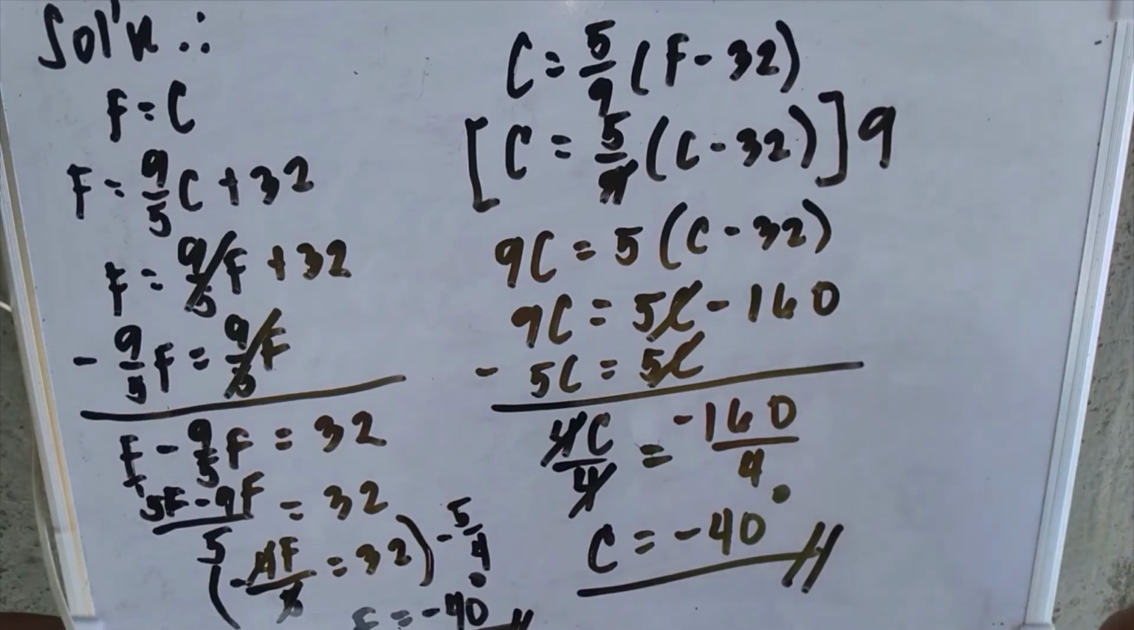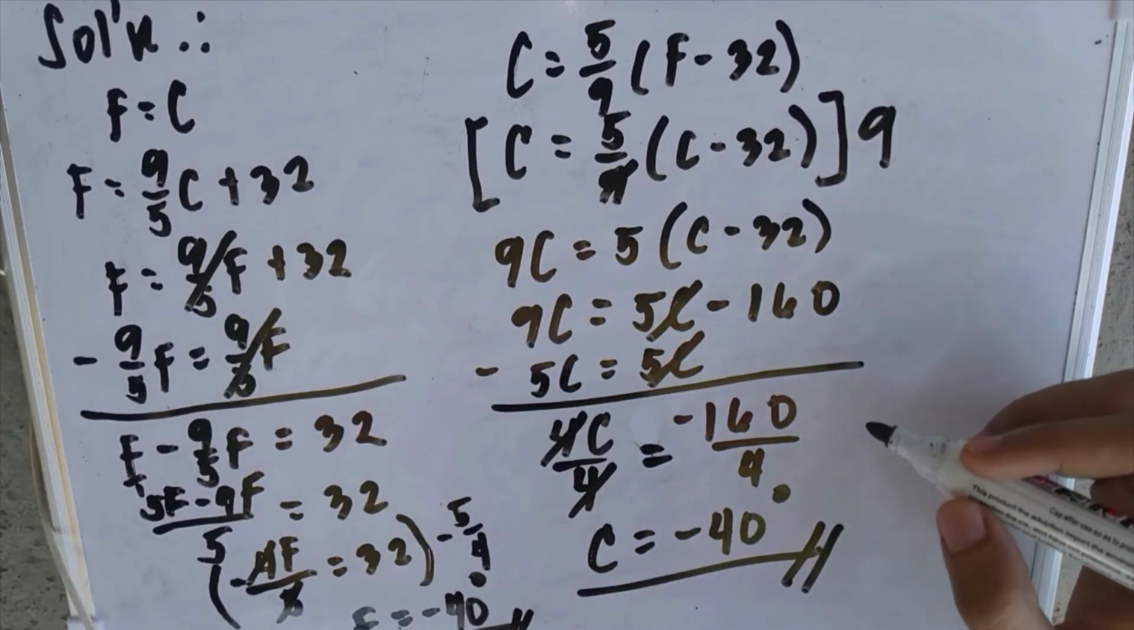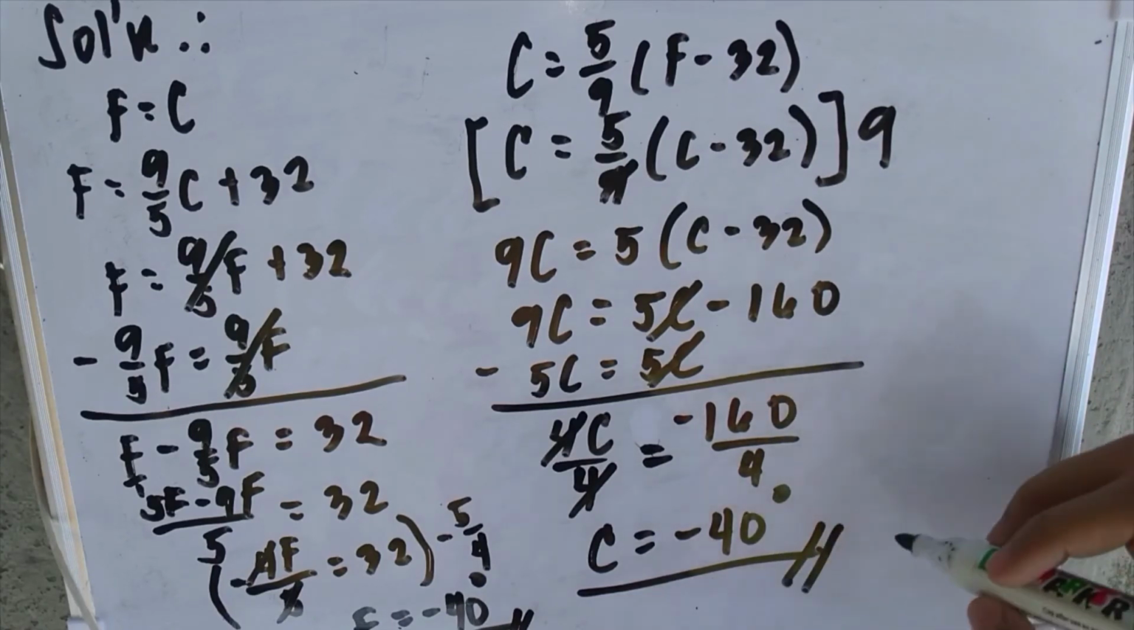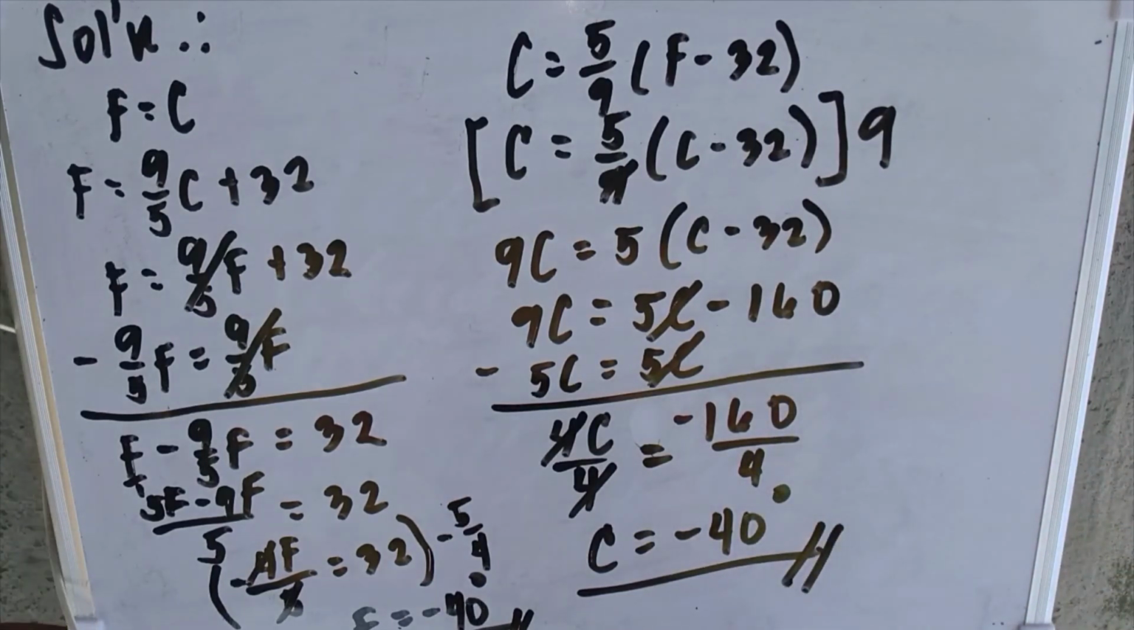So we already proved that centigrade and Fahrenheit scale are equal at negative 40 degrees. And with either of the two formulas we use, the answer is the same.